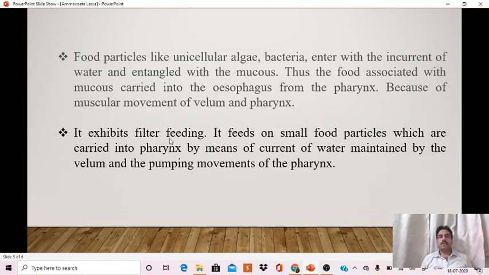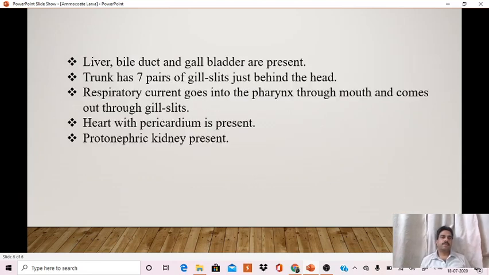It exhibits filter feeding. It feeds on small food particles which are carried into pharynx by means of current of water maintained by the velum and the pumping movement of the pharynx. Liver, bile duct and gallbladder are present in ammocoete larva.